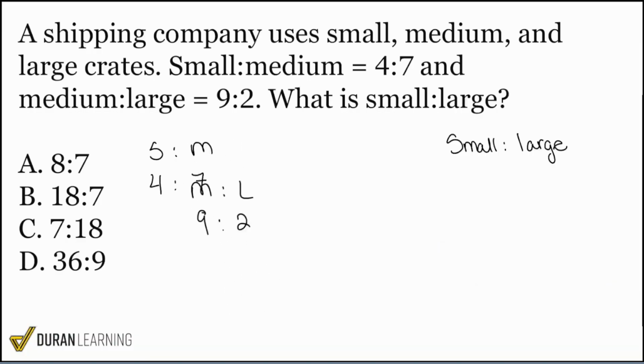Can we do that, everybody? Is that going to work to just get a comparison of 4 to 2? Is that going to work out? No, it's not going to. That cannot work, everybody, because when we do that, the overlapping value, the middleman, which is medium in this case, is not the same. We have 7 and 9, they are not the same. So we have to do a little more work here, everybody.